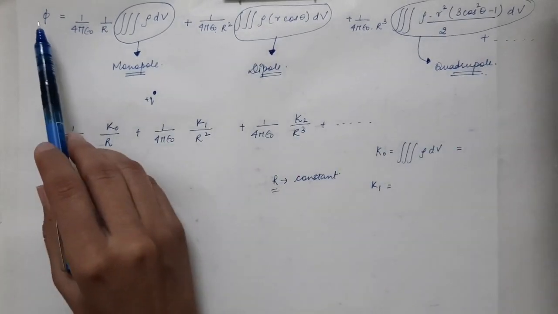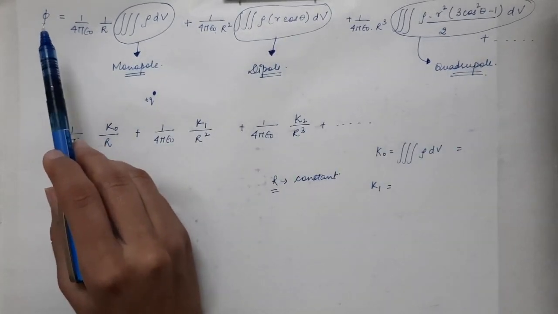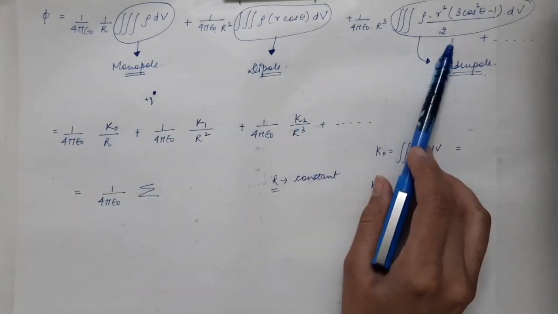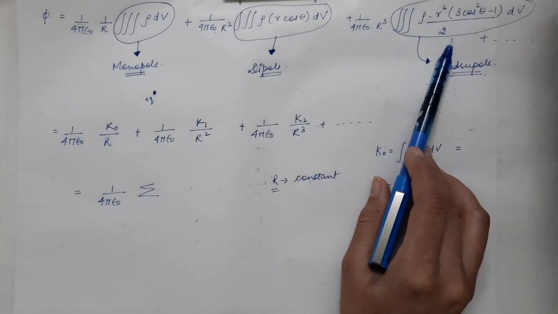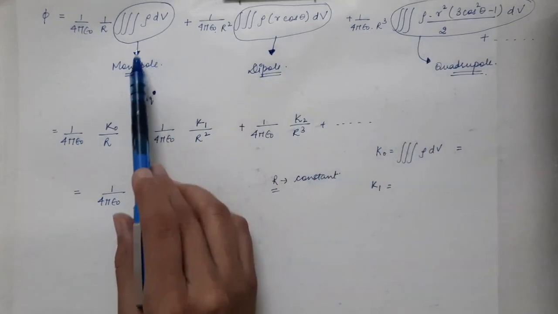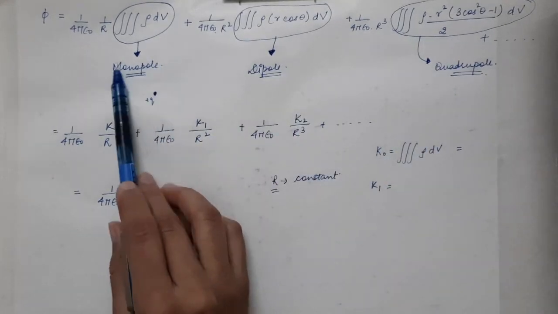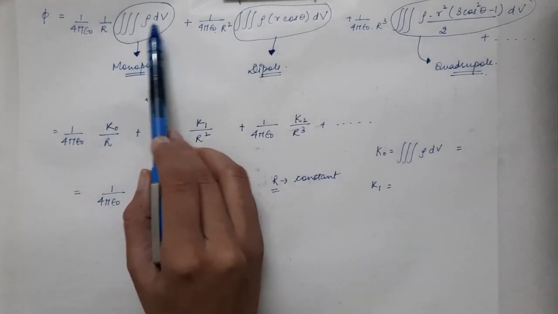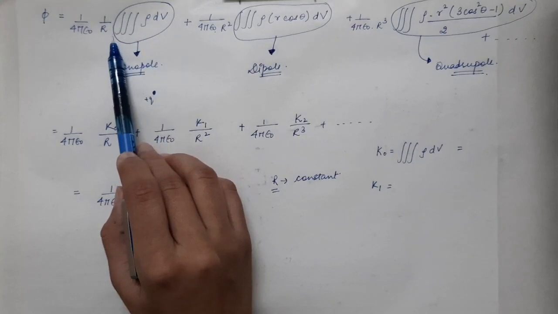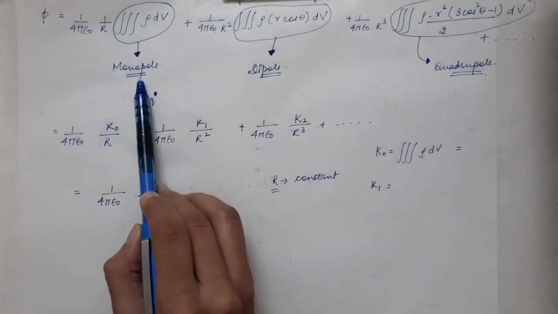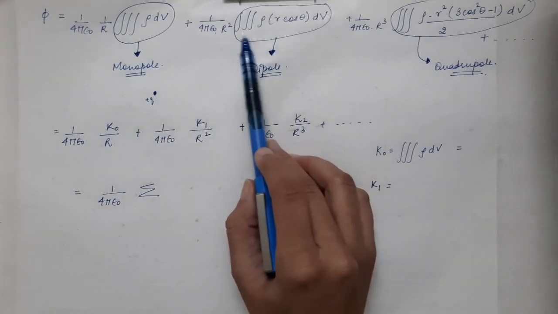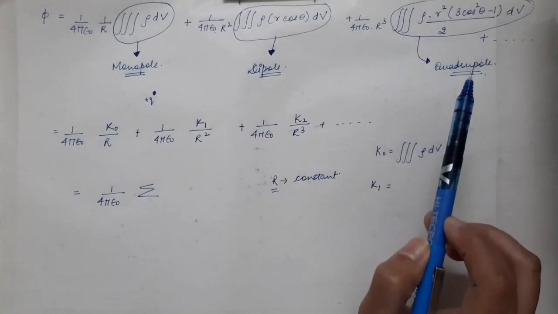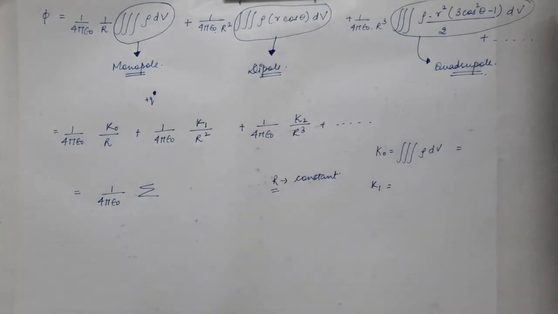So here we have just derived the general expansion of potential for the case of an arbitrary charge distribution, and we found the expression of the monopole. So if you want to find the monopole for a particular system, you just have to take rho into dV and do its volume integration. That will give us the value of the monopole. Similarly, you can find the value of the dipole, then the quadrupole, and higher order multipoles.